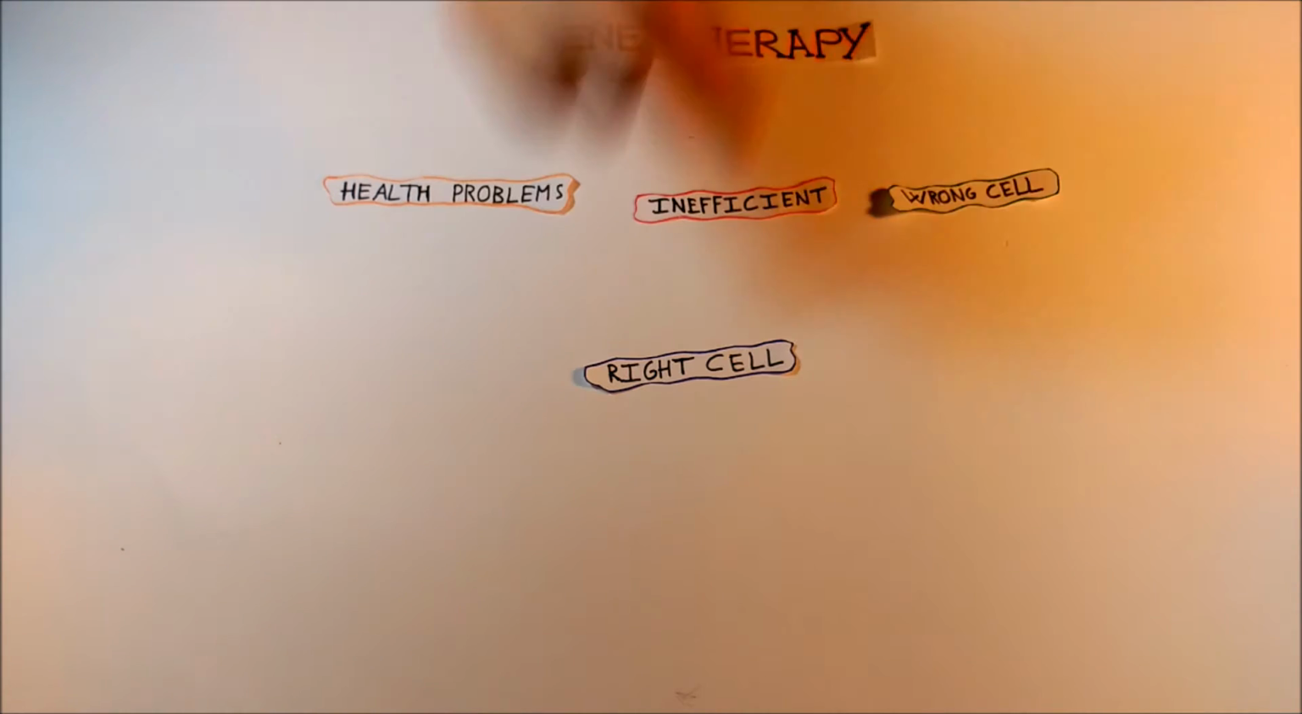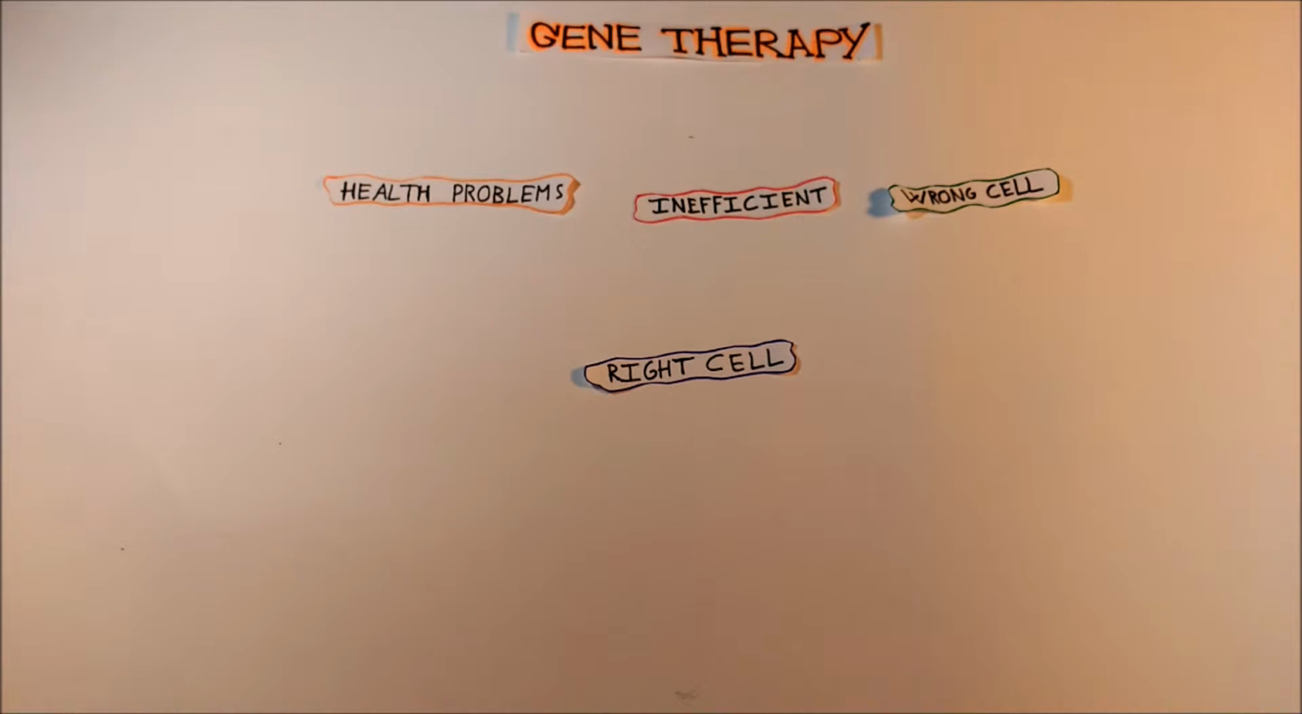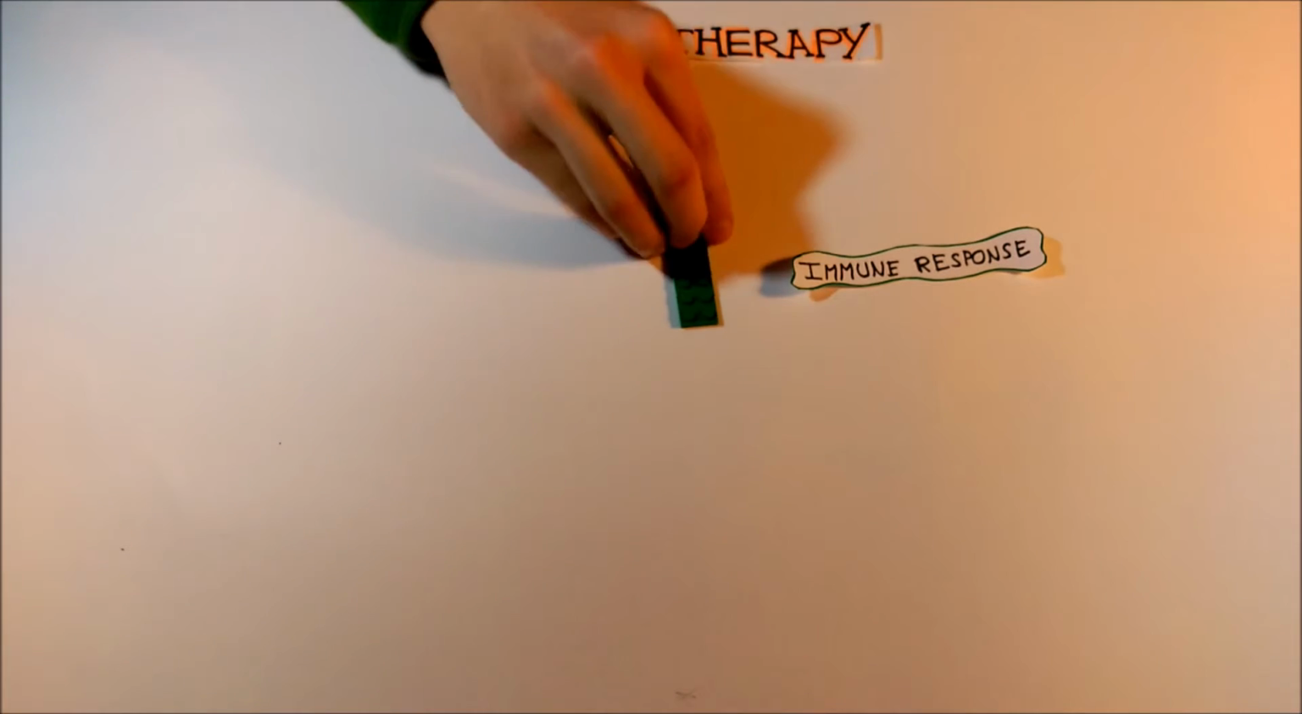Challenges of gene therapy. Delivering the gene to the right place and switching it on. Delivering a gene into the wrong cell would be inefficient and could also cause health problems for the patient. Even once the right cell has been targeted, the gene has to be turned on. Avoiding the immune response. The cost of gene therapy.